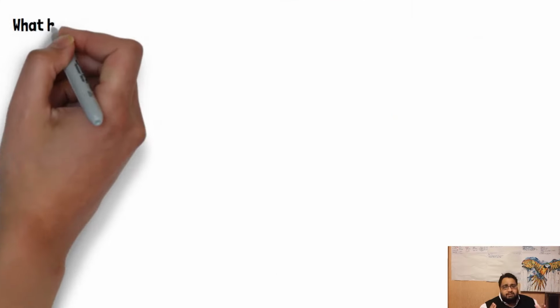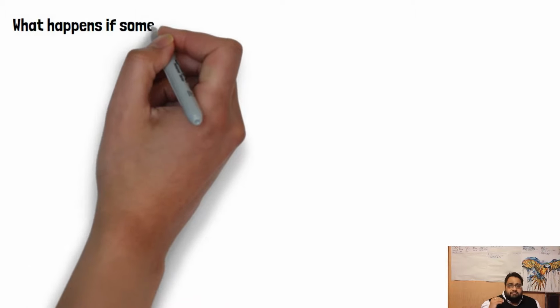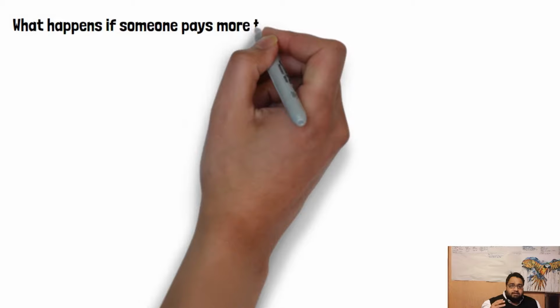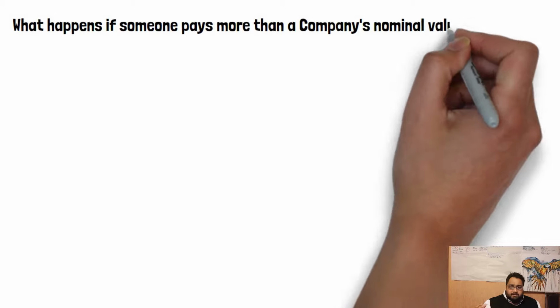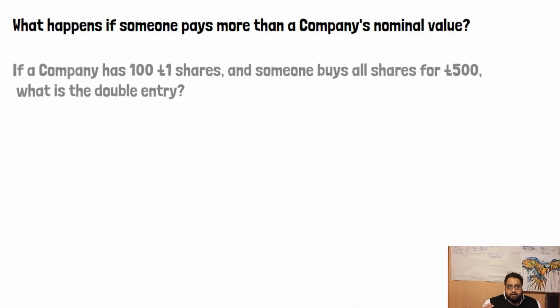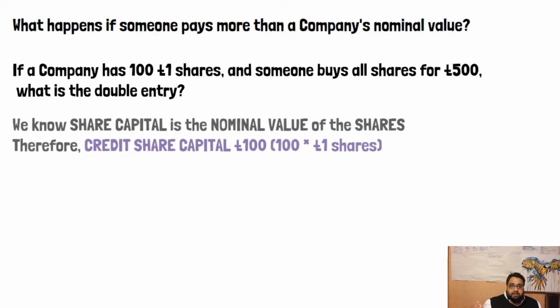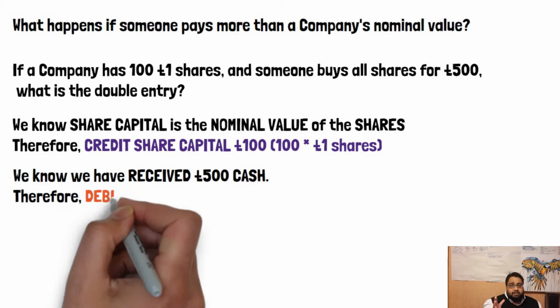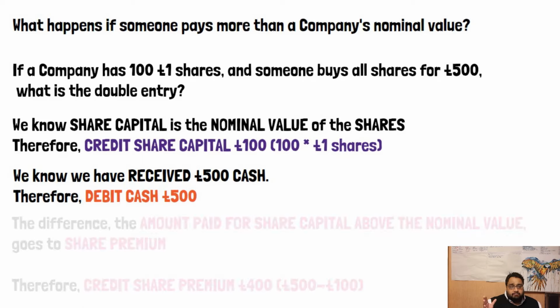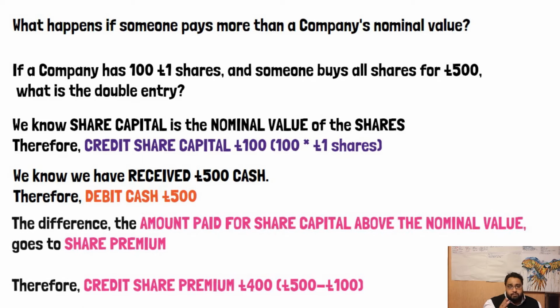Now, what happens if someone pays more than the face value of the shares to the original company that these shares belong to? What happens if that occurs? Well, let's go through it step by step. Let's take the same 100 shares of £1 each, but let's say someone now pays £500 for those shares instead of the £100. Well, we know from what we previously spoke about that share capital has to be the nominal or face value of those shares. So the nominal value is still 100 shares of £1 each, which equals £100.